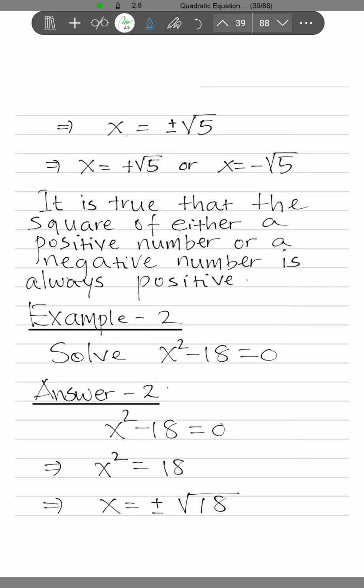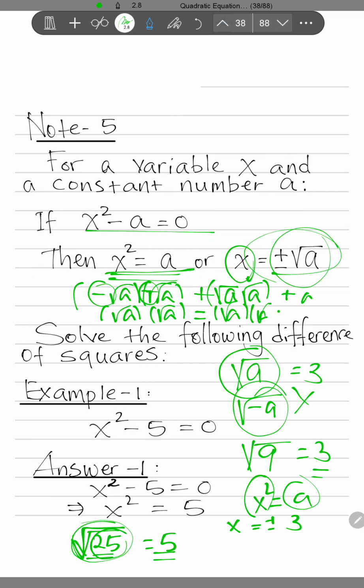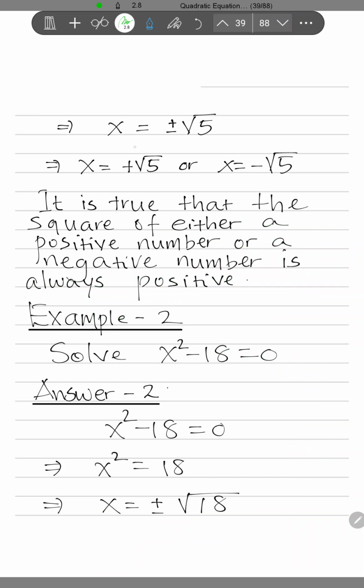Let's see here. Now this continuation is from here. X squared is equal to 5, okay? X squared is equal to 5. X is plus or minus square root of 5. Is there a plus or a minus part of the square root of 5? It is true that the square of either a positive number or a negative number is always positive. That's why we have to take either the positive part or the negative part.